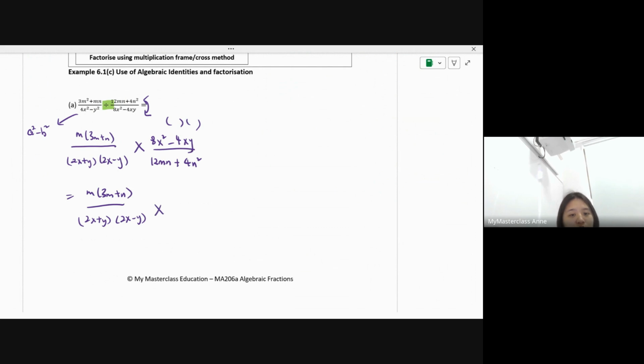This one again, we can factorize out the common factor, which is 4x. So I get 4x, 2x minus y, divided by 12mn plus 4n squared, common factor 4n, 3m plus n. Now it's clear already. The 3m plus n, cancel.